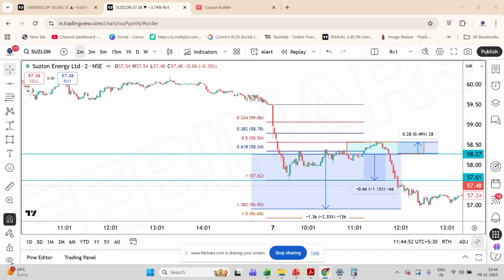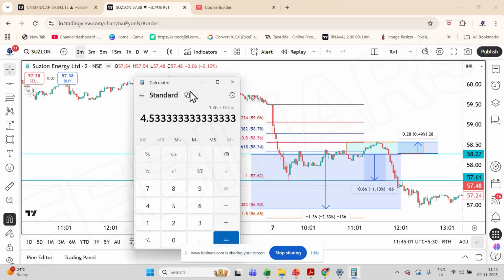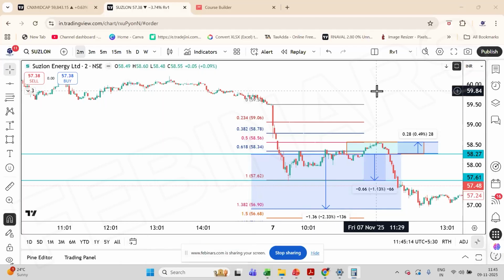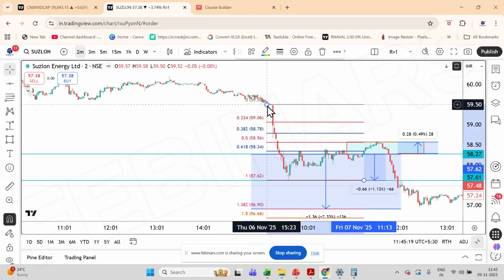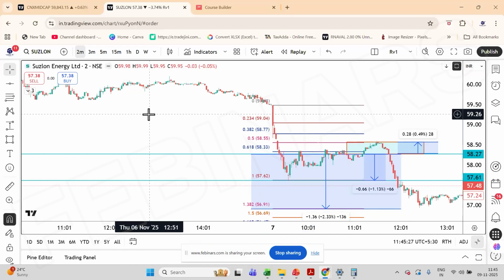Have you seen it? 1 is to 2 and 1 is to 4.5 are the risk reward ratios we are seeing with the Suzlon sell trade setup. As the momentum starts waning, the sell trade setup gives 1 is to 4.5. 0.66 divided by 0.3, 1 is to 2.2 and 4.5 are the risk reward ratios we are seeing in the downtrending stock of Suzlon. That's the beauty of understanding Fibonacci and using it for your trading.